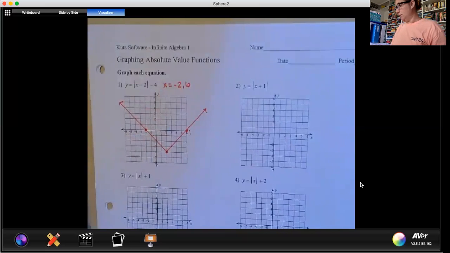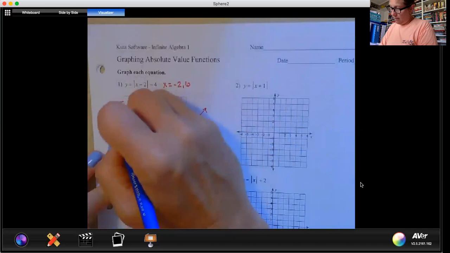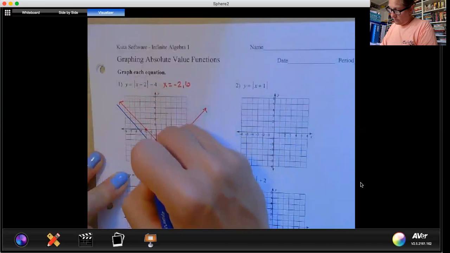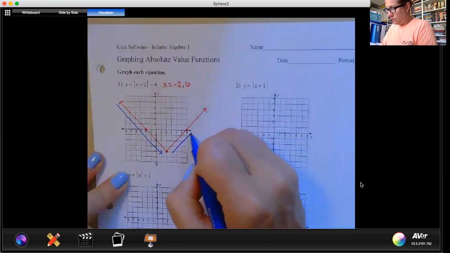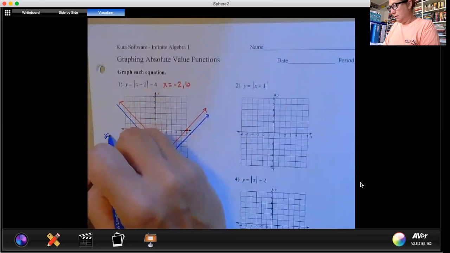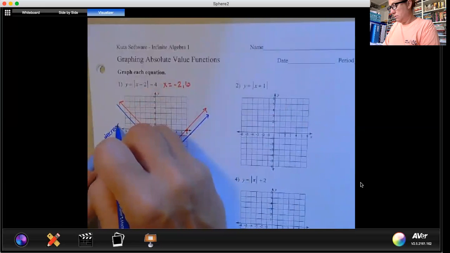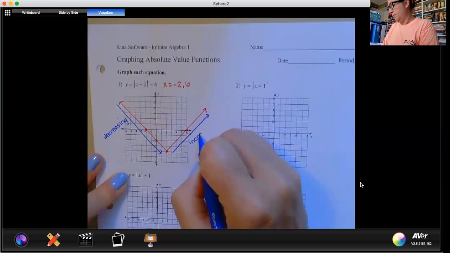Now, a couple of things I want you to look at. First of all, the graph, starting left to right, the graph is going down. It hits a point, and then it starts to go up. So this would be your decreasing interval, and this would be your increasing interval.